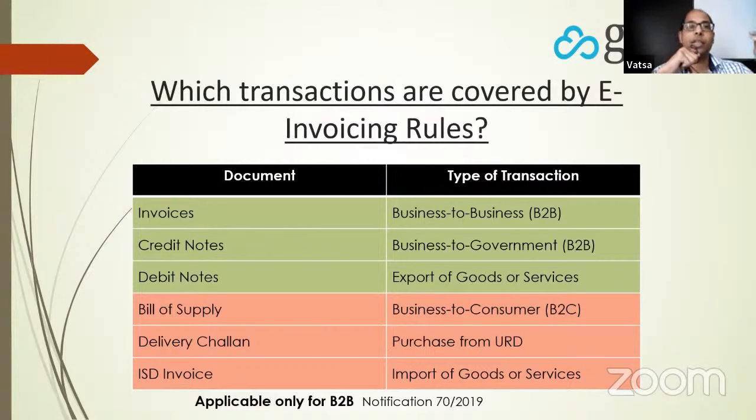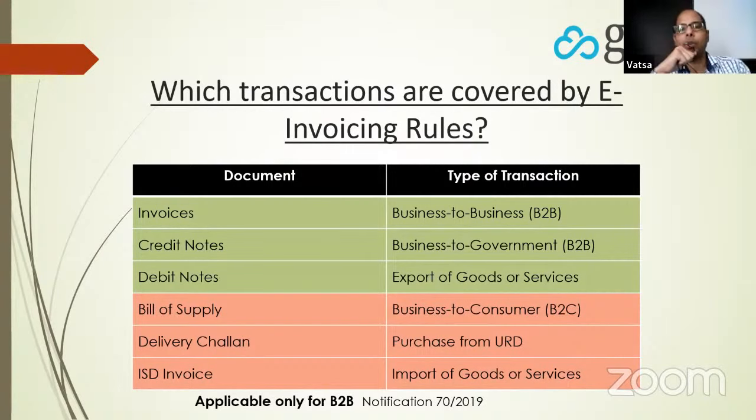If you're issuing a bill of supply, for example, if you're selling exempt goods, let's say a bag of rice, there is no tax on rice, it's exempt. If you're selling only rice, you will not issue an invoice, you will issue a bill of supply. For a bill of supply, e-invoice registration is not required. Delivery challan, e-invoice not required. ISD, e-invoice is not required.